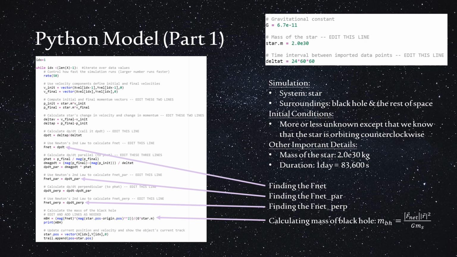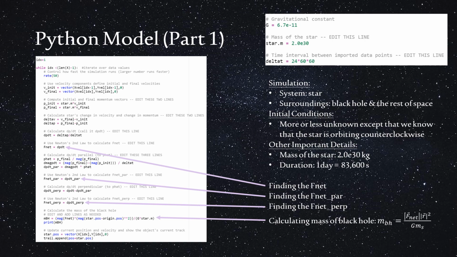This is the Python code for part 1 of the experiment. The system is the star, and the surroundings are the black hole and the rest of space. The initial conditions are more or less unknown, except that we know the star is orbiting counterclockwise around the black hole. The other important details are the mass of the star and the duration, which had to be converted from 1 day into seconds for SI units.